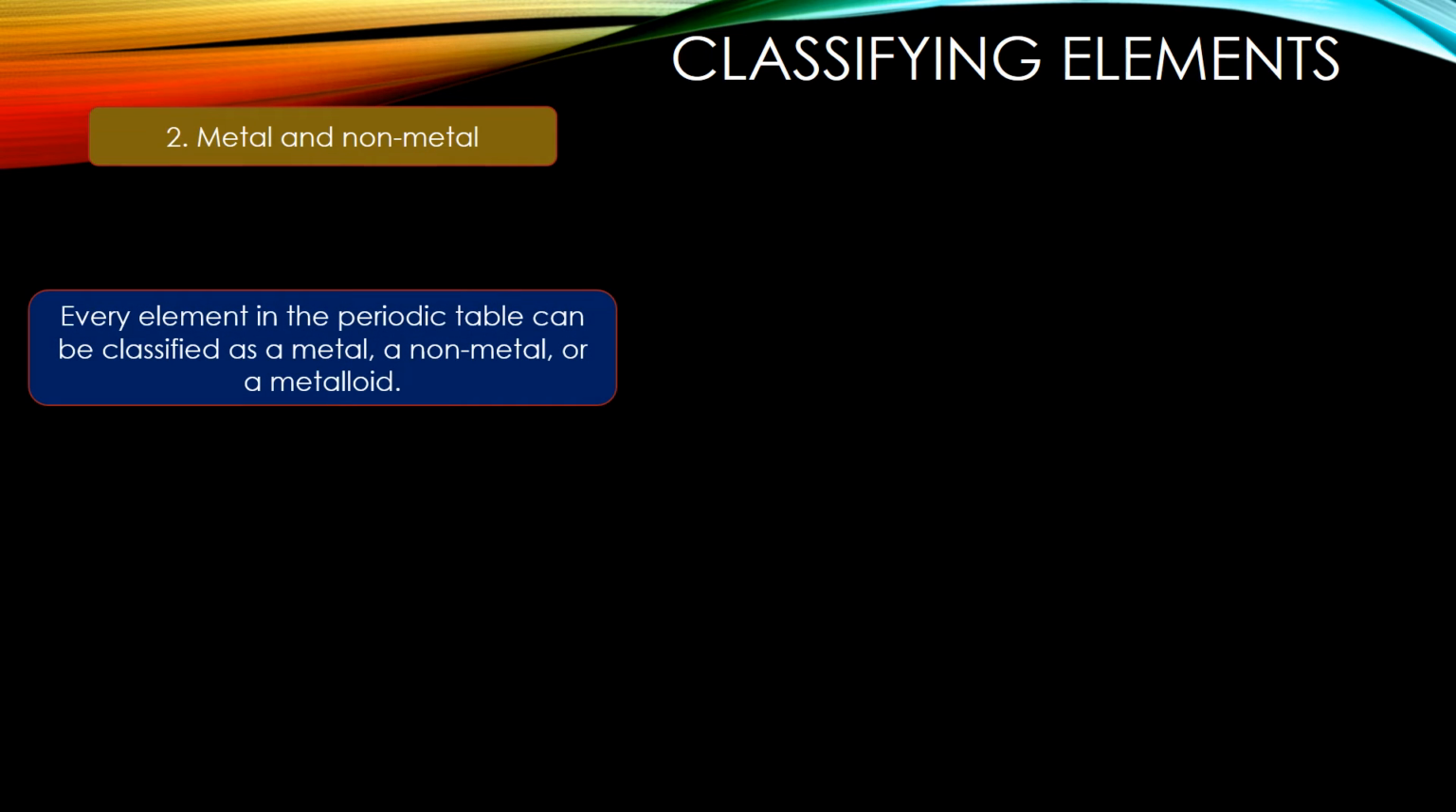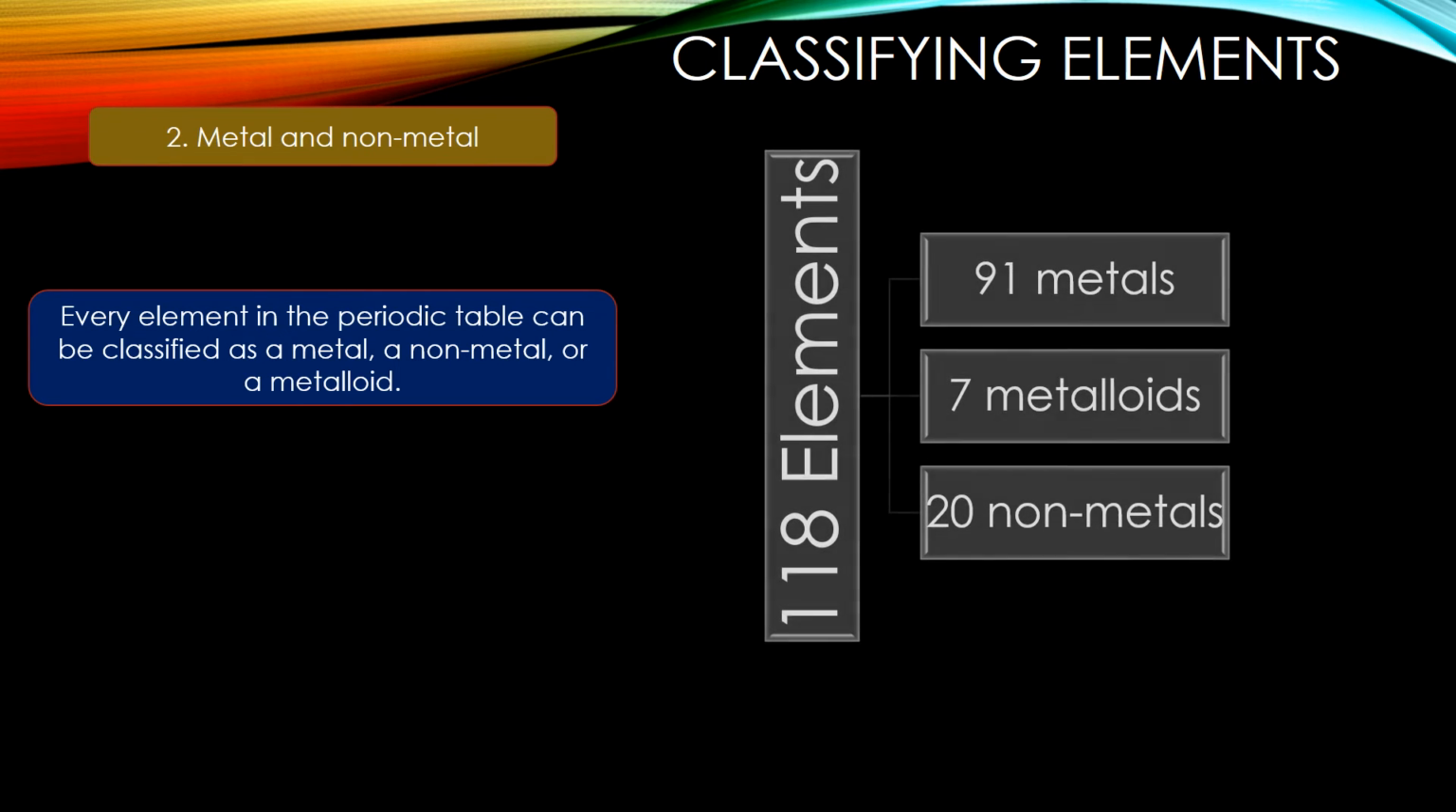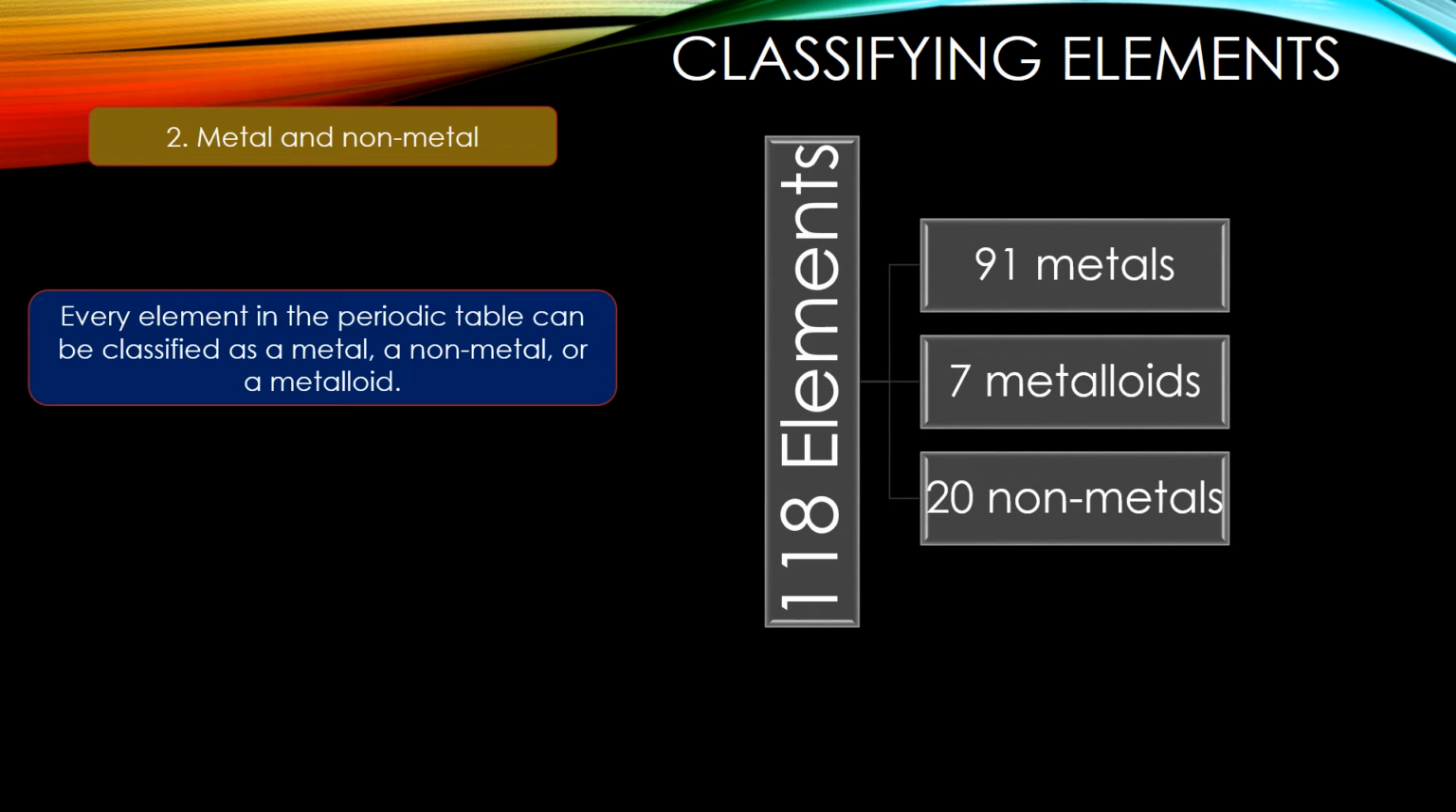Every element in the periodic table can be classified as metal, non-metal, or metalloid. 91 elements are metals. 20 exhibit the non-metal properties, and 7 that form a bridge between the metals and the non-metals are metalloids.